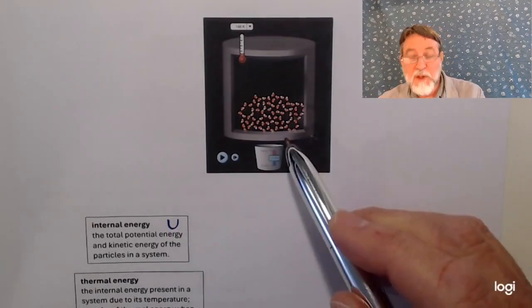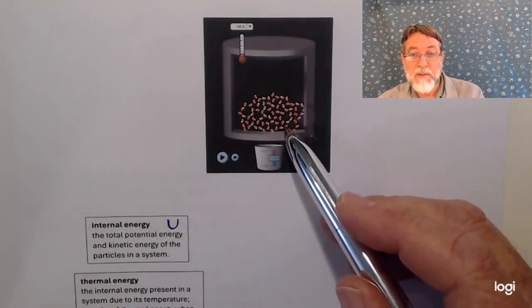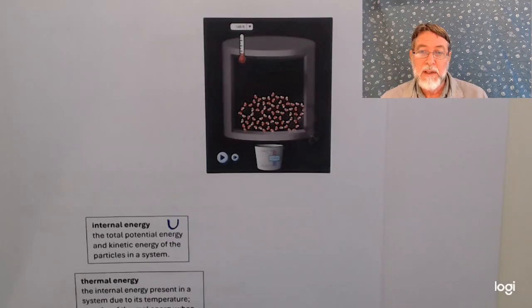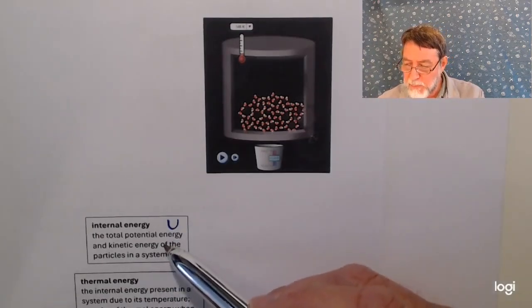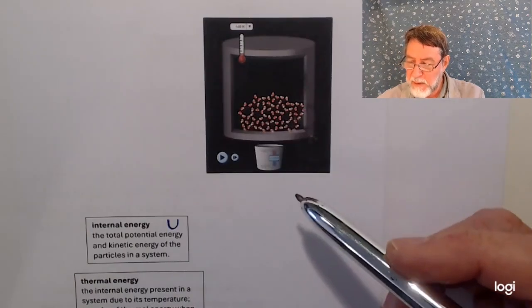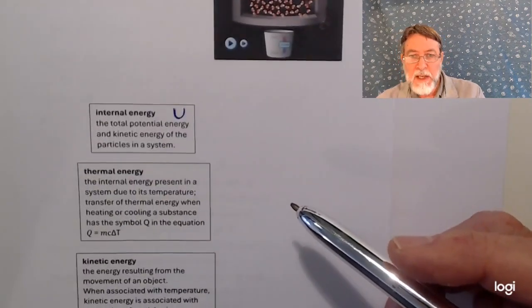We're not really worried about gravitational potential energy, like how far off the ground it is and what potential that gives. That's beyond what internal energy is about. Internal energy is about just within that piece of matter. What are all of the energies added up?